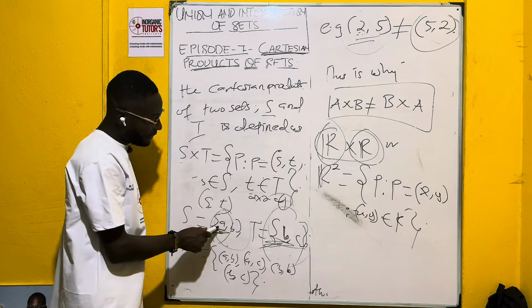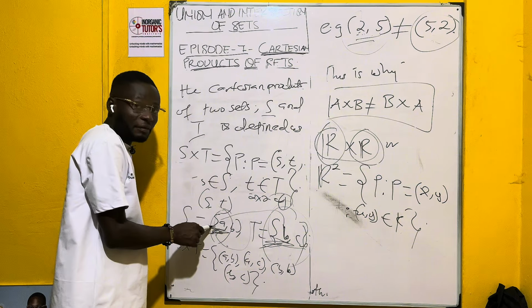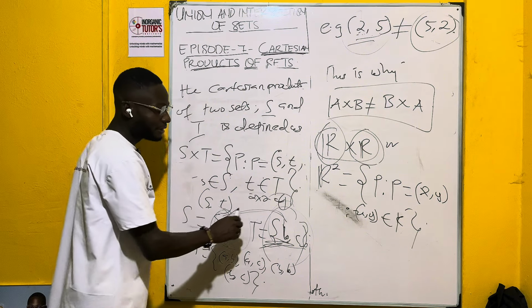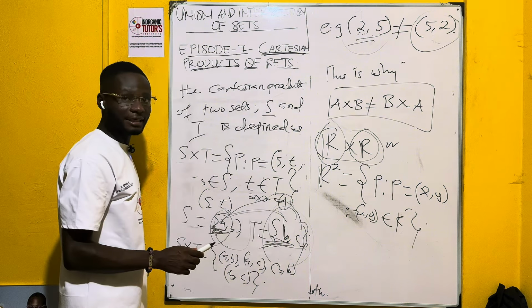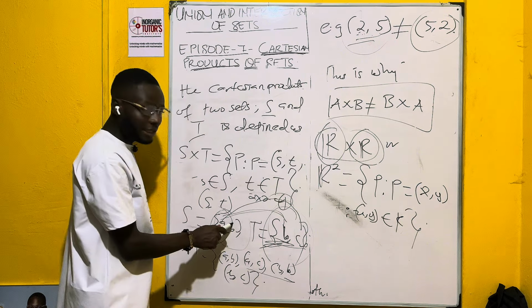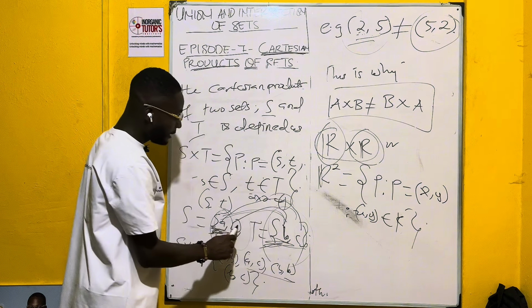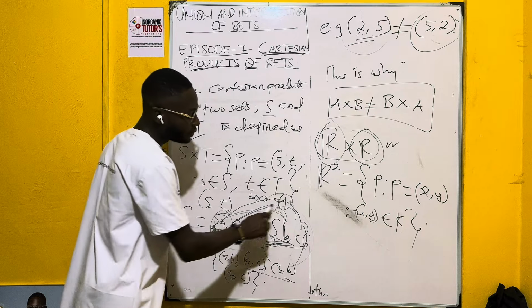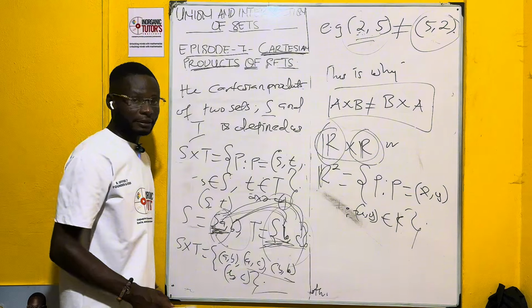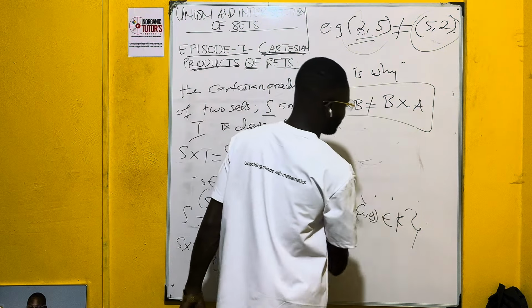Now the pairing: the first element from the first set goes with the first element in the second set. Then the first element in the first set goes with the second element in the second set, and you get your first 2. Then the second element in the first set goes with the first element in the second set, and the second element in the first set goes with the second element in the second set. That completes the pairing. Now let's look at another example.